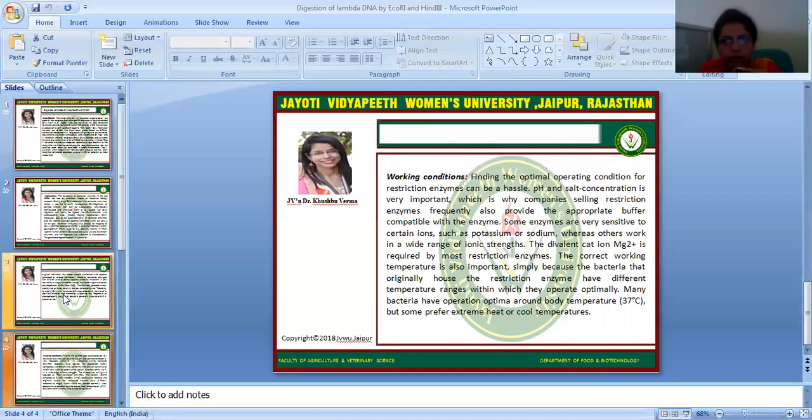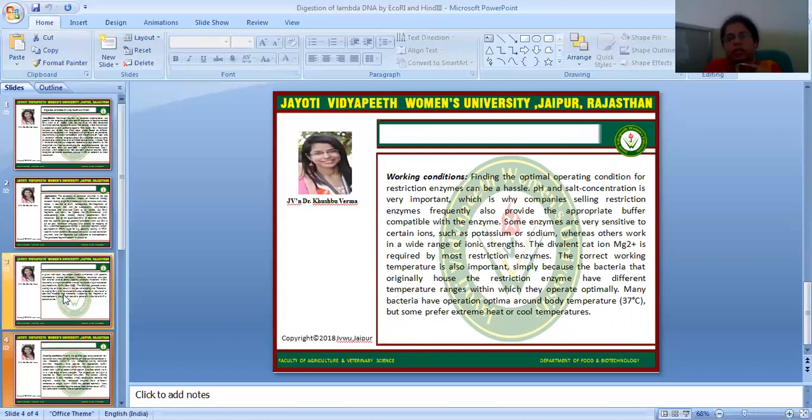Now we will go for the working conditions. Finding the optimal operating conditions for restriction enzymes can be a hassle. pH and salt concentration are very important, which is why companies selling restriction enzymes frequently also provide the appropriate buffer compatible with the enzyme. Some enzymes are very sensitive to certain ions such as potassium or sodium, whereas others work in a wide range of ionic strength. The divalent cation Mg2+ is required by most restriction enzymes.